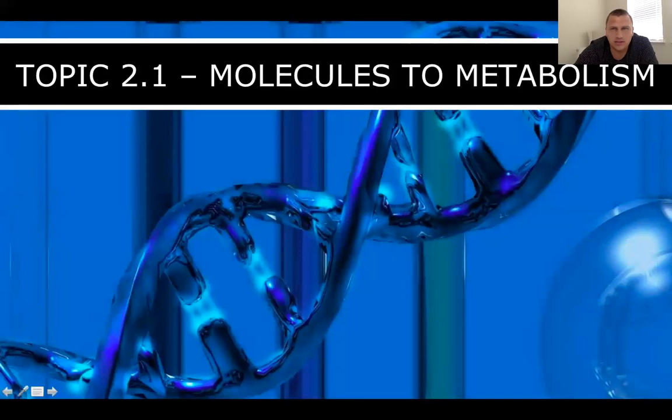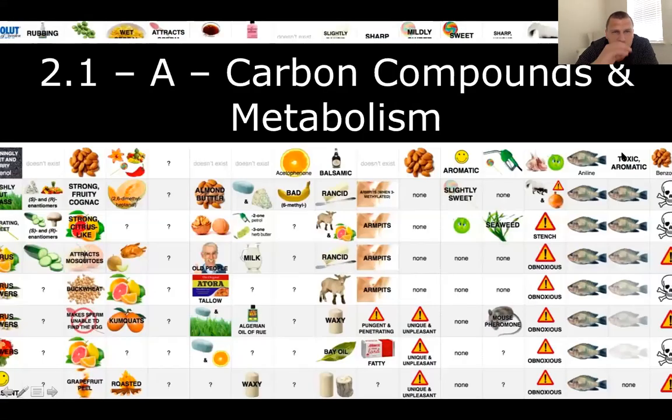2.1, we're going to talk about molecules to metabolism. We will talk a little bit about chemistry, but don't worry about that part. We'll review some stuff, and if you have questions, we can talk about it, but it shouldn't be too bad. Okay. 2.1A is going to be talking about carbon compounds and metabolism, specifically carbon, because it's really important for us to understand that many things are built using the molecule of carbon. Think of it like the building block that builds almost everything. So that atom is really important.